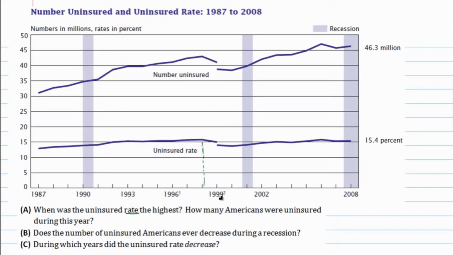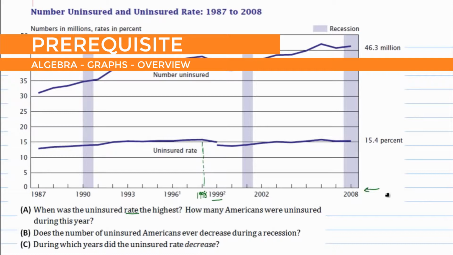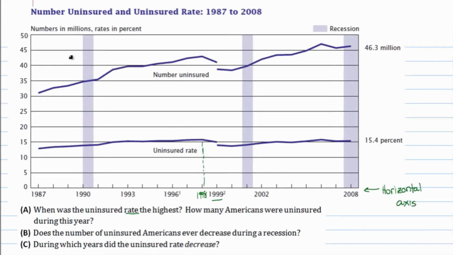If this is 1999 here, then this must be 1998, and that's just judging from the scale on the axes. And by the way, this is called the horizontal axis, and the other one is called the vertical axis. So this one right there is called the vertical axis. And it seems to me that in 1998 we had the highest uninsured rate, so I'm going to say 1998.